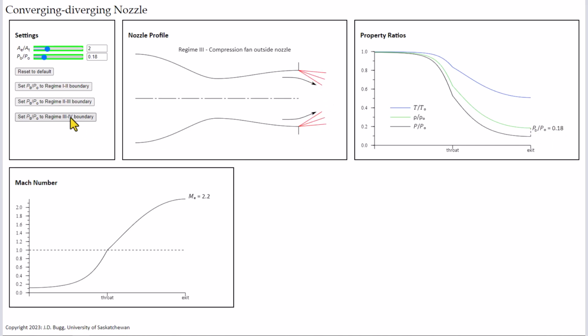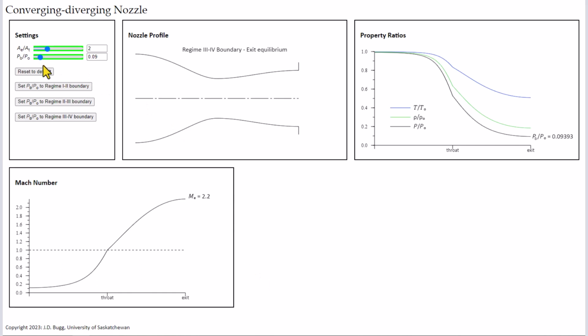Eventually, we get to the boundary between regimes 3 and 4, where the back pressure matches the exit pressure, so the pressure just inside of the exit equals the back pressure. This is called the equilibrium condition of the nozzle. Again, the Mach number profile inside of the nozzle hasn't changed in regimes 3 and 4 because nothing that happens outside of the nozzle can affect what's going on in the nozzle when the back pressure is this low and we have supersonic flow in the diverging section.